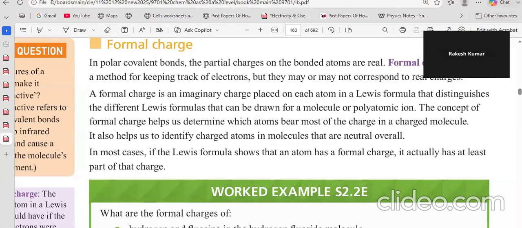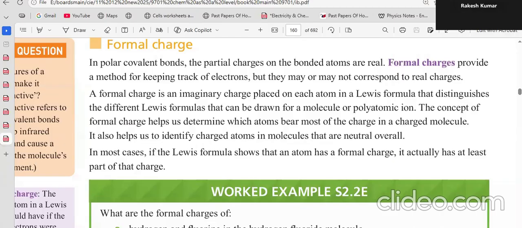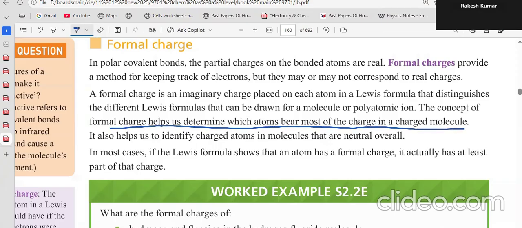Formal charge is not based on electronegativity. It's just a method of keeping track. It helps us determine which atom bears most of the charge. It also identifies the charged atoms, so even if the molecule is neutral, we might find formal charges.